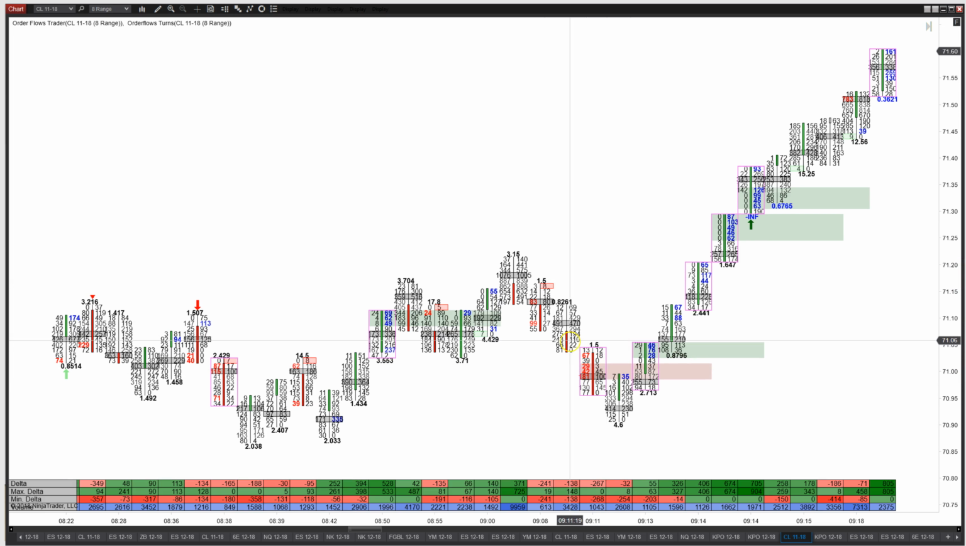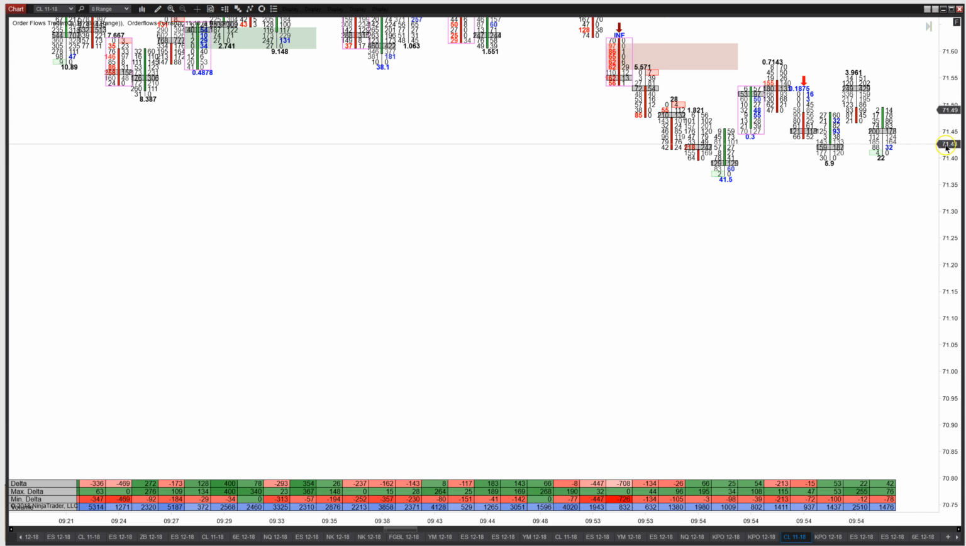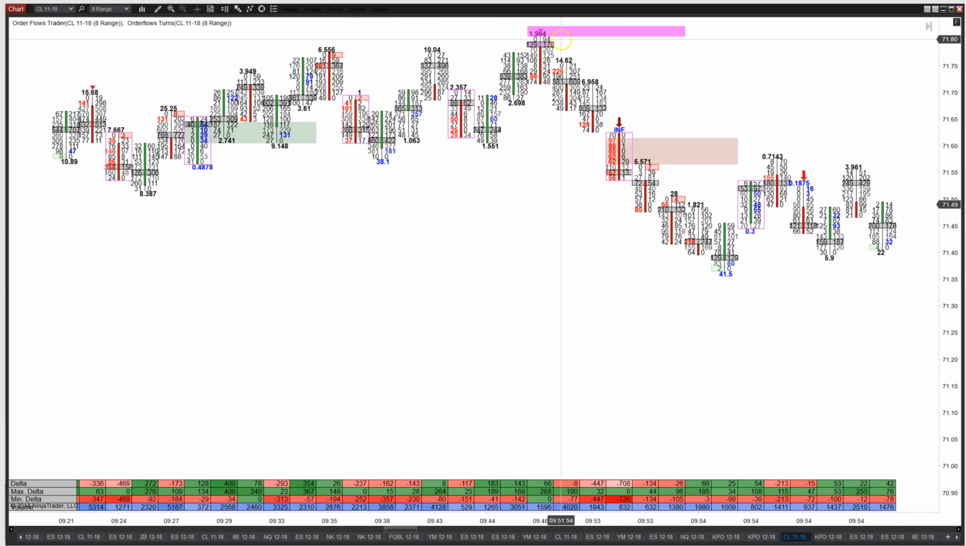I like this one. It just didn't get that follow-up selling, right? What you need is the follow-up selling to come inside there and help move the market lower. In this case, it didn't do that. Up here, we're hanging up here at the high. You got the negative deltas.